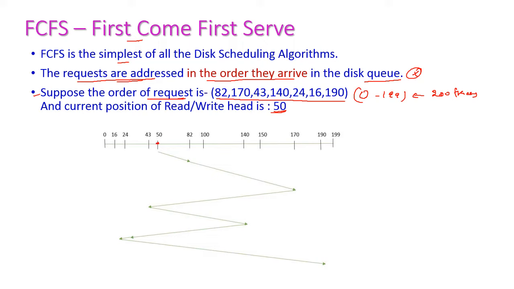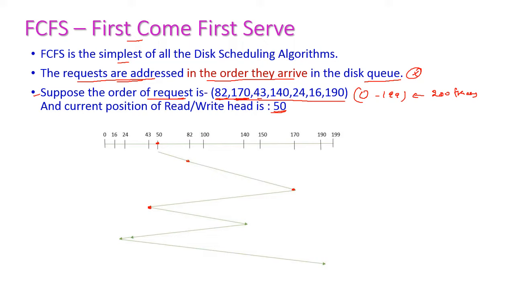Now the first request is 82. So now the read write head should move to 82. Okay, 50 to 82, and we need to collect this data from here. After that the data is available at position 170. Now the read write head should move from 82 to 170. After that 43, hence the head should move from 170 to 43.